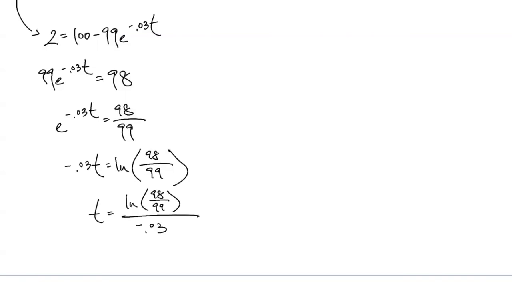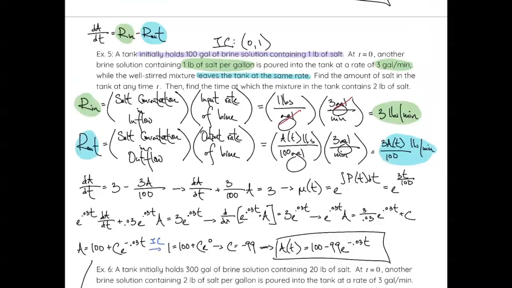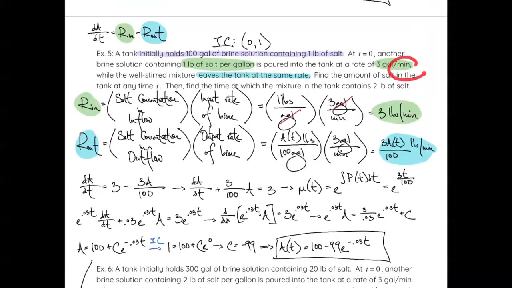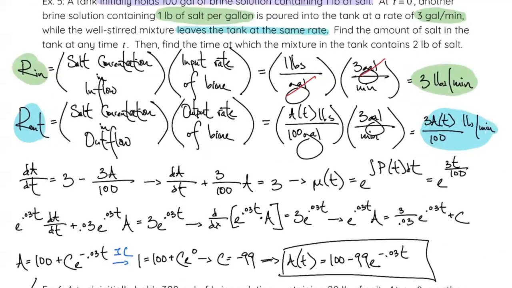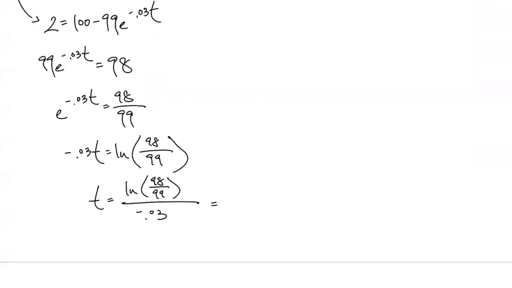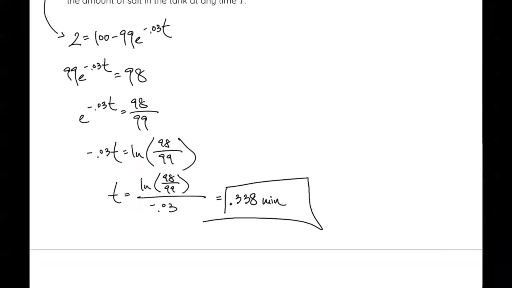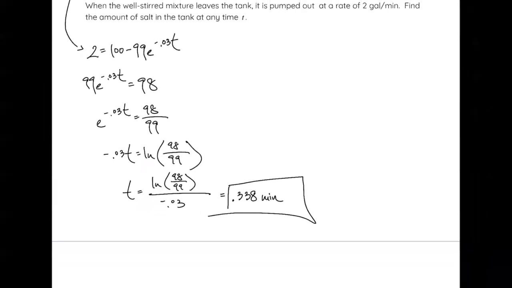Now, as a human, you might be curious, what is this number? This is a good point to turn it into a number, and to also keep in mind that everything is talking about minutes. So when it says how long, like what time it is, we should also make sure that we label that as in minutes. Turns out if you type this into your calculator, you'll get 0.338 minutes. And that is the time when there are 2 pounds of salt in the tank.